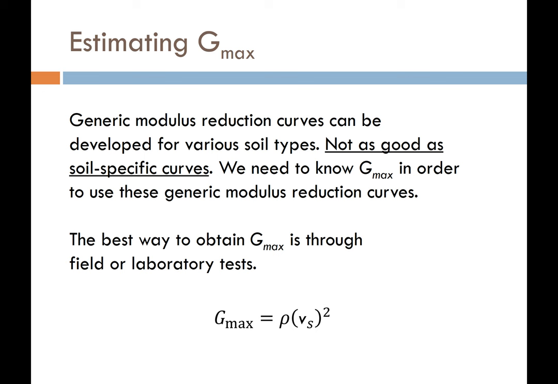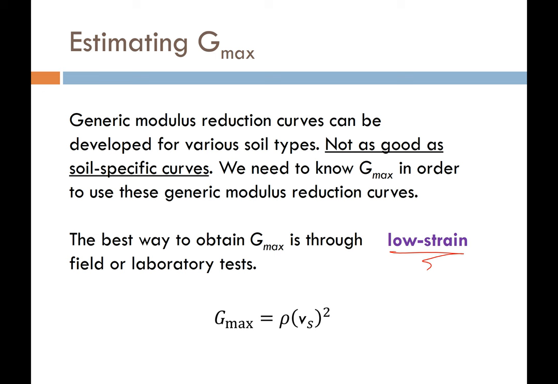So there's a couple of ways that we can do this. Obviously, the best way to obtain G max is going to be through low strain field or laboratory tests with undisturbed soil samples. And the reason is low strain means that the soil is still in its elastic region, and G max is an elastic property of the soil. Therefore, if I'm doing a low strain test, then I can just basically measure G max directly.